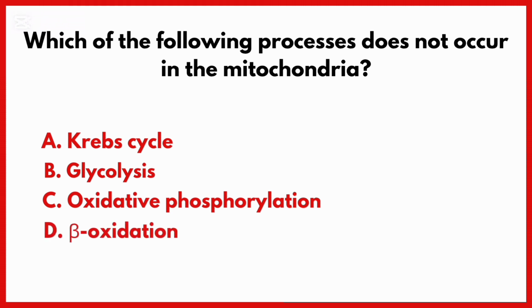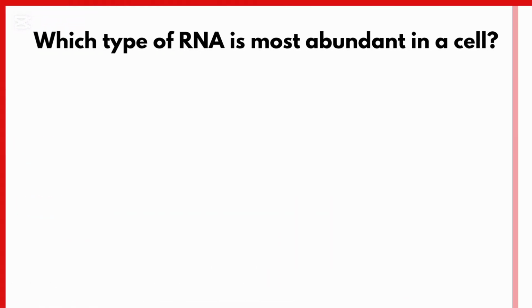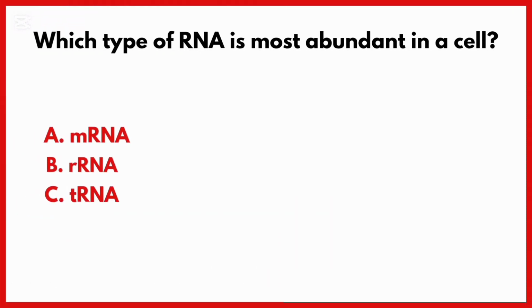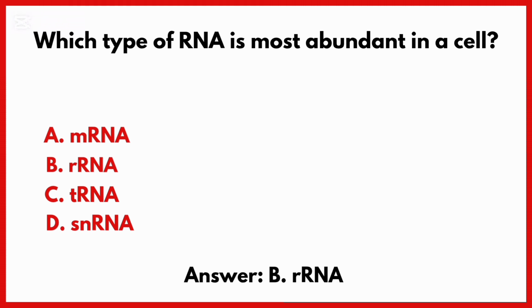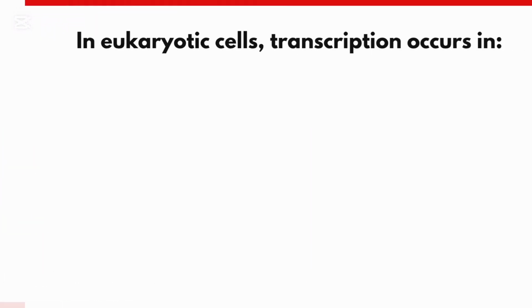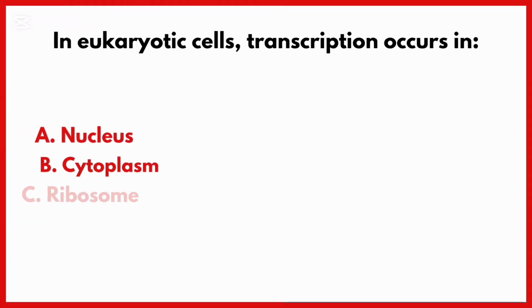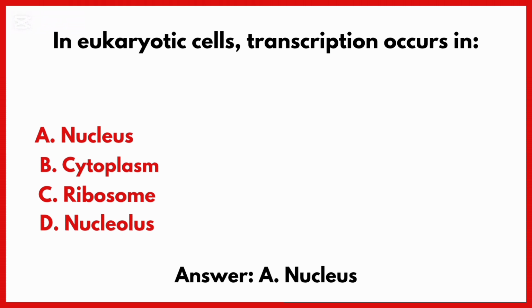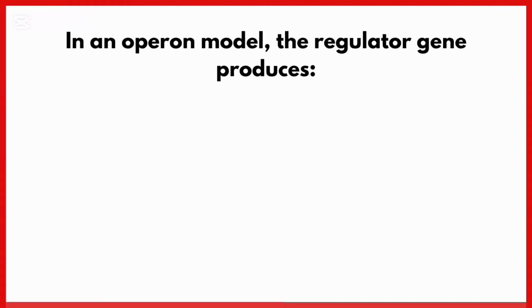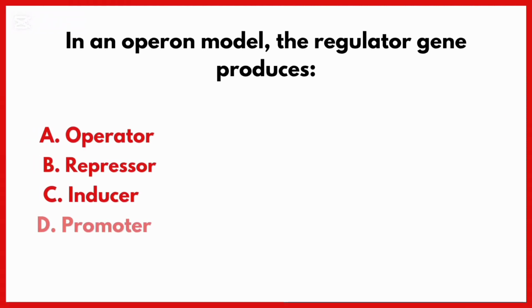Correct answer is option B. Glycolysis does not occur in the mitochondria. Which type of RNA is most abundant in a cell? Correct answer is option B. Ribosomal RNA. In eukaryotic cells, transcription occurs in. Correct answer is option A. Nucleus. In an operon model, the regulator gene produces.